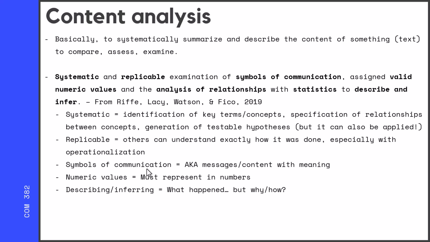Replicable, we've learned before in this class, means that others can understand exactly how it was done, especially with operationalization. Symbols of communication means messages or content that has meaning within it. The numeric value means it has to be represented in numbers. And then describing and inferring means not just what happened, but trying to infer why and how it happened.